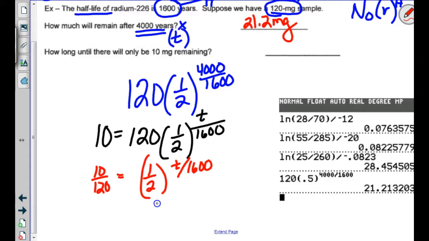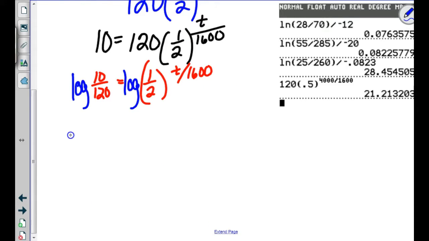Now, our t, or x or whatever you're using, is in the exponent. So we're going to have to do what? Log of both sides. Do you want to use ln or log? It doesn't matter. Log, okay. So I'm going to do log on both sides. Now, can I get rid of that? I could change it to a decimal, right? But I'm just going to leave this log of 10 over 120.